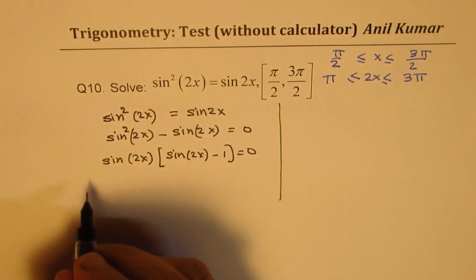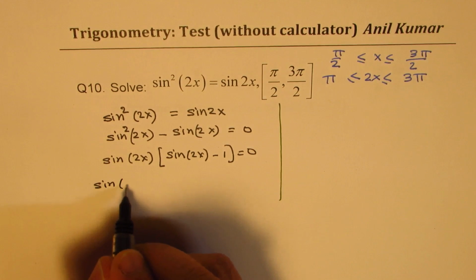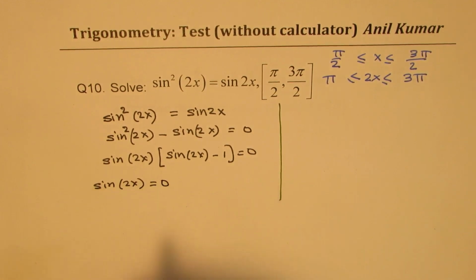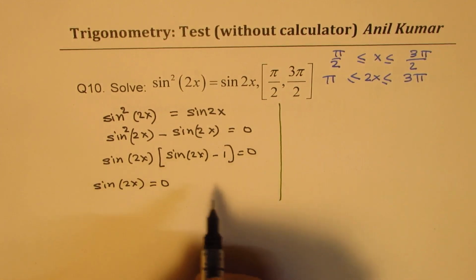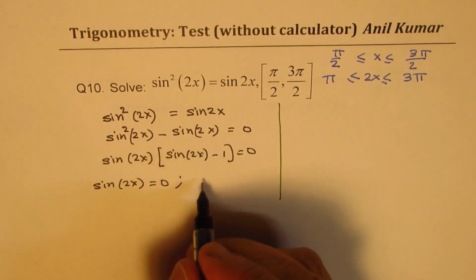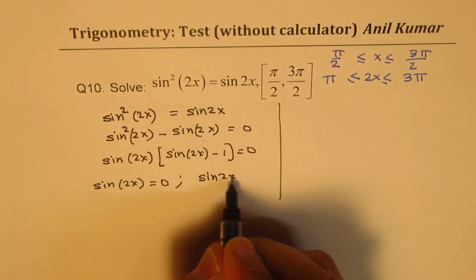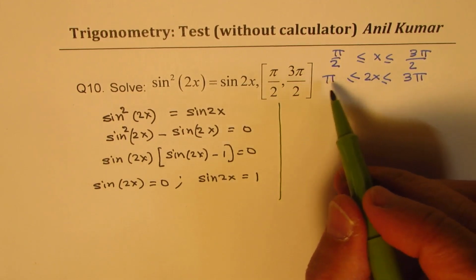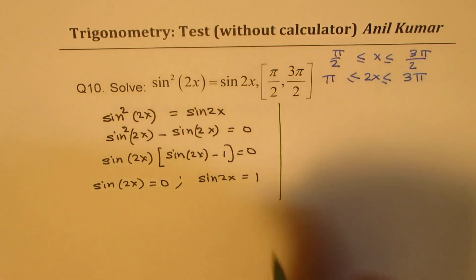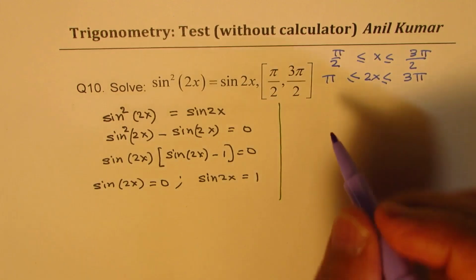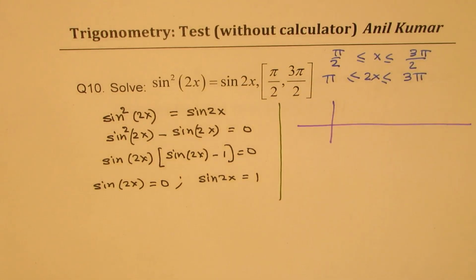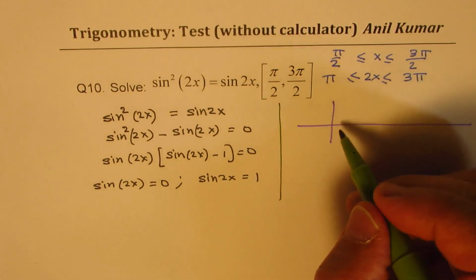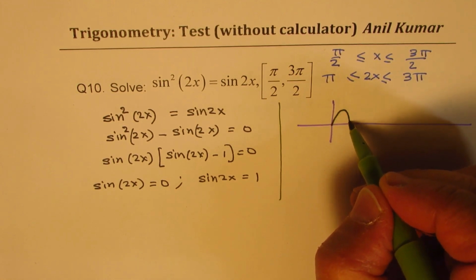So one factor here is sine 2x equals 0. That gives, I will find the solutions. The other one here is that sine 2x equals 1. Now we are looking into pi to 3 pi, right? So let's sketch the graph of sine function to get an idea.